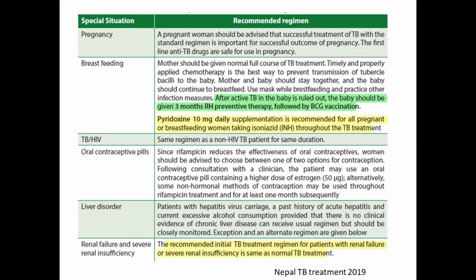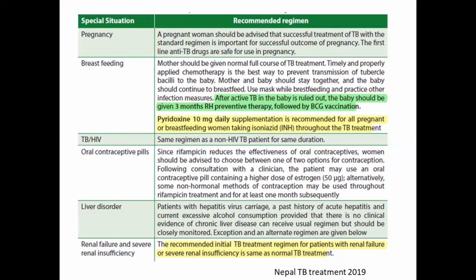In such cases, that is in cases of a breastfeeding mother, you should ask the mother to continue breastfeeding while she is taking the anti-tuberculosis treatment. However, you may ask the patient to wear a mask while she is breastfeeding. And for the baby, you should always look for any active tuberculosis. If you have ruled out active tuberculosis in the baby, then you should give a 3-month course of isoniazid and rifampicin to the baby as preventive therapy, and only after that you should give the BCG vaccination. And if the patient has both tuberculosis and HIV, then also there's the same TB drug regimen.